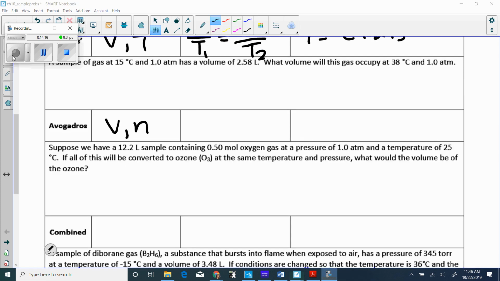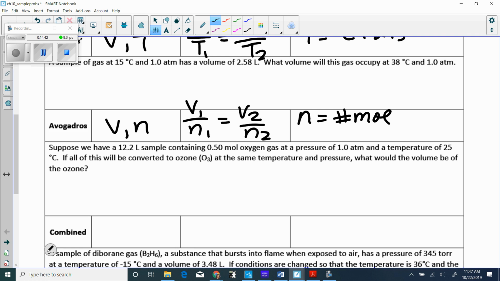Volume and number of moles. V1 over N1 equals V2 over N2. This makes more sense. If I blow more of my breath into a balloon, the balloon is bigger. More gas particles means more stuff. This is a direct relationship, but you have to be careful. This is going to be tricky because the number of moles is never going to just be given to you. You're going to have to convert it. You might have to do some stoichiometry, so we're going to actually do this first part together.